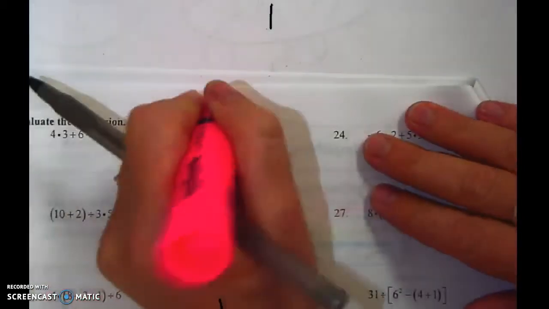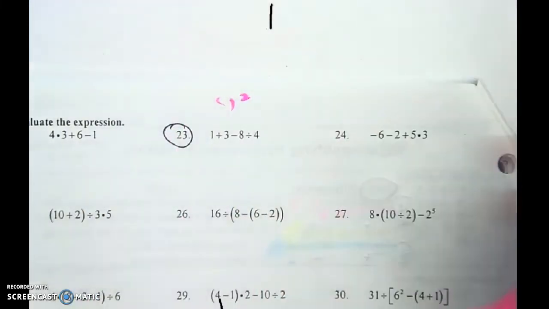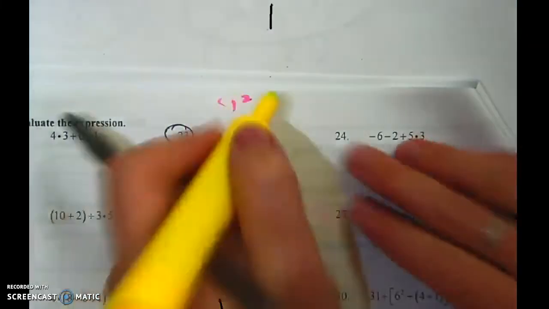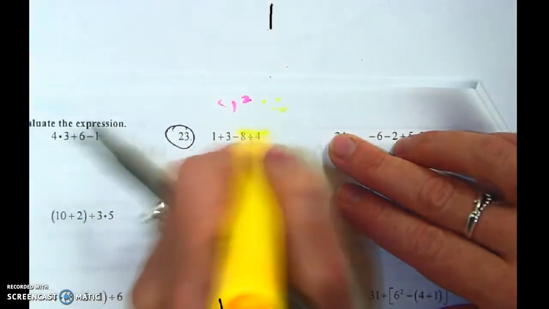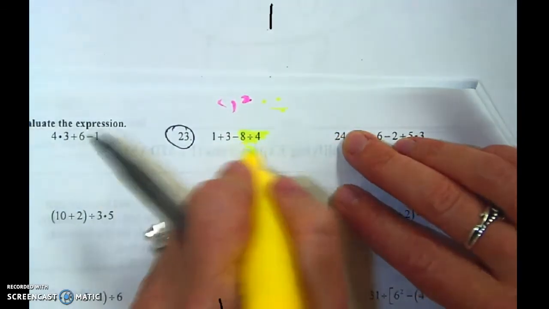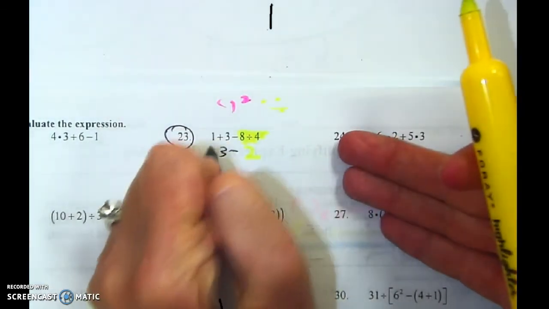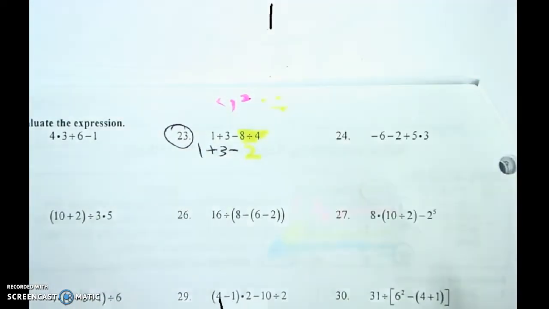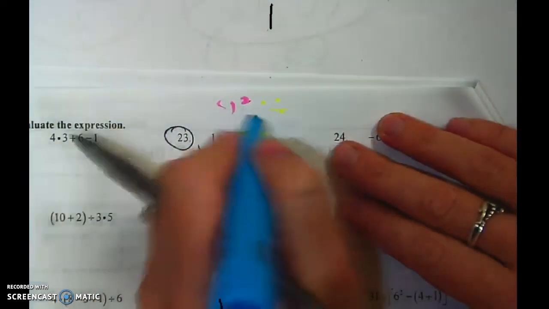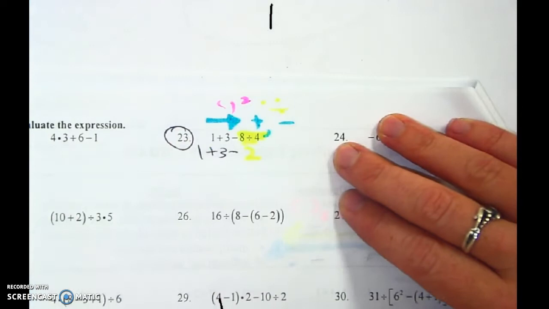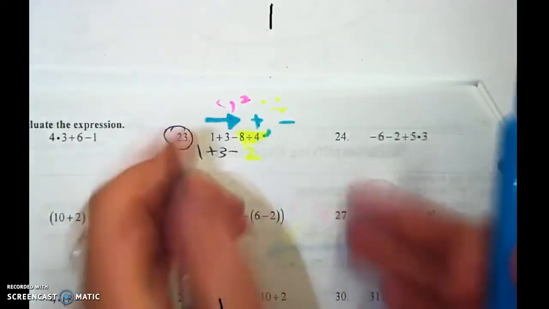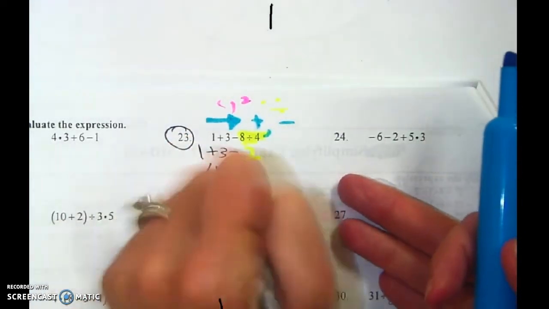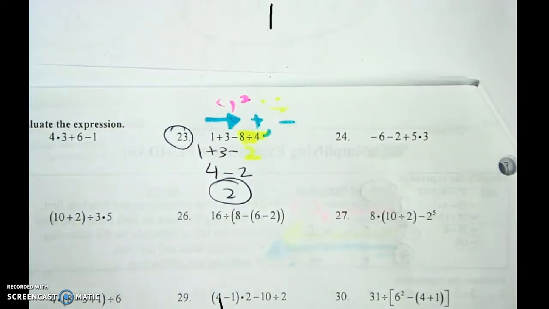Are there parentheses? No. Are there exponent? No. Is there multiply, divide? Yes, there is divide. Do that first. Rewrite everything. Now that I'm done with yellow, all that's left to do is add or subtract, which means left to right. 1 plus 3 is 4. 4 minus 2 is 2.